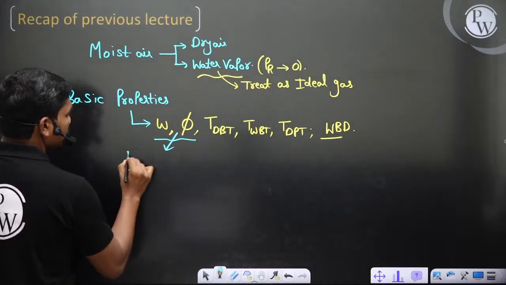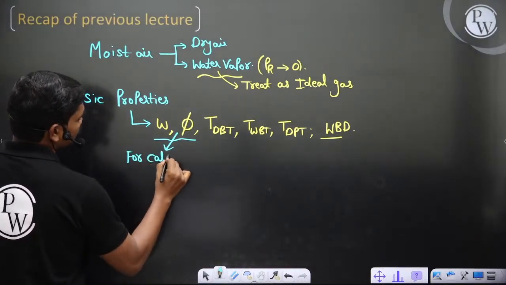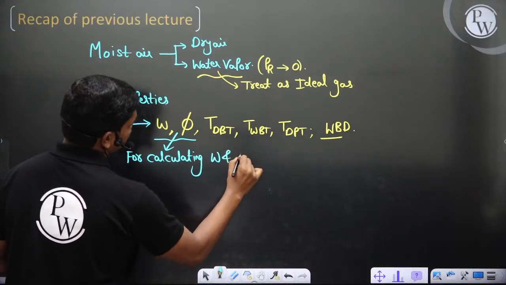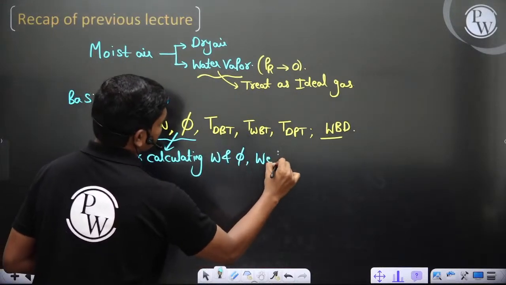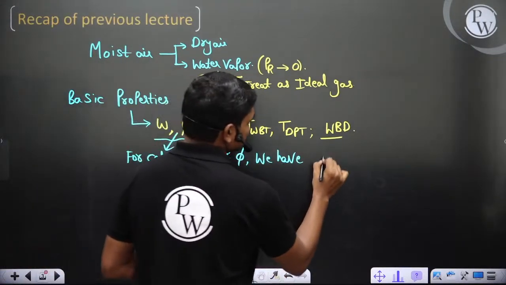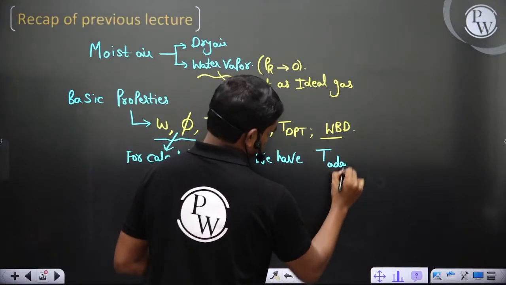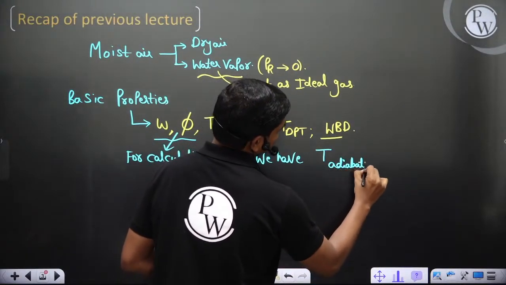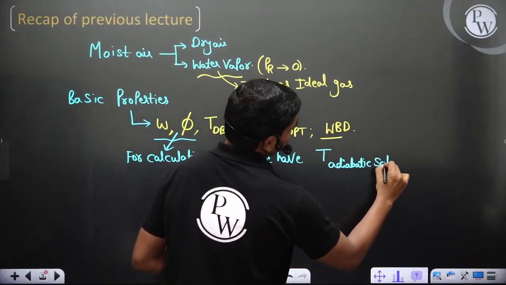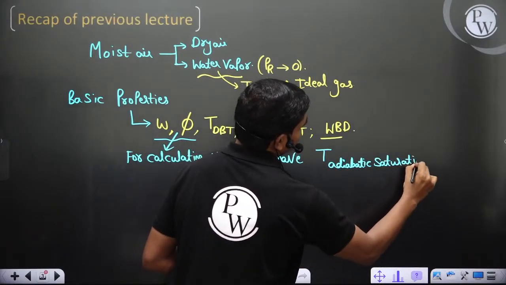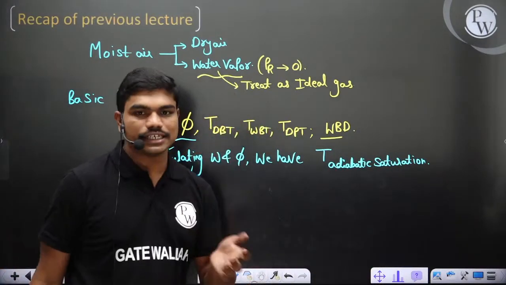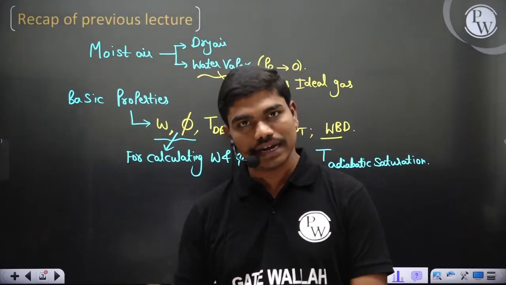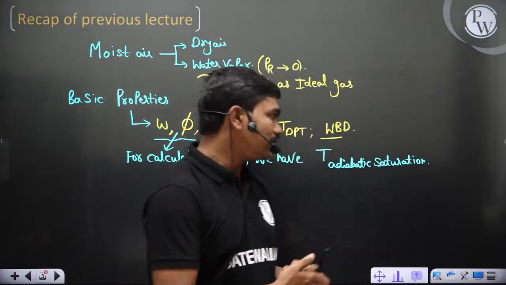For calculating omega and phi, we have the adiabatic saturation temperature. In yesterday's class I showed you that if you know this quantity, the adiabatic saturation temperature, you can calculate phi and omega. And then we have seen the psychrometric chart.